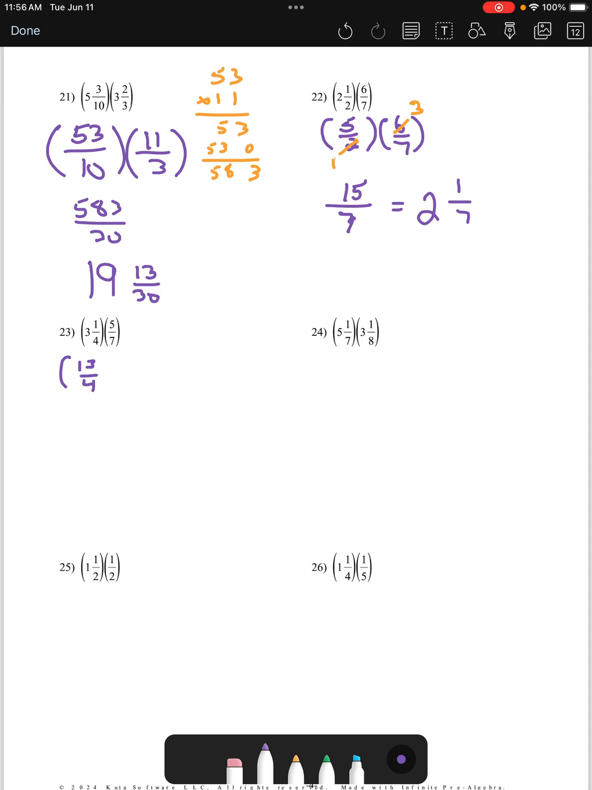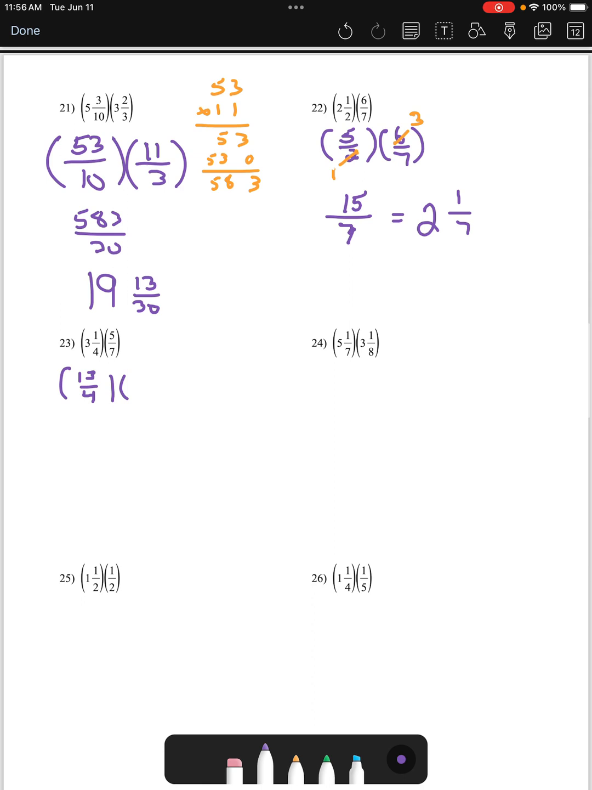I invite you to pause and attempt 23 to 26. In number 23, we begin by changing 3 1/4 into 13/4. 4 times 3 is 12. 12 plus 1 is 13. And we have our 5/7. Let me rewrite that so it's a bit neater.